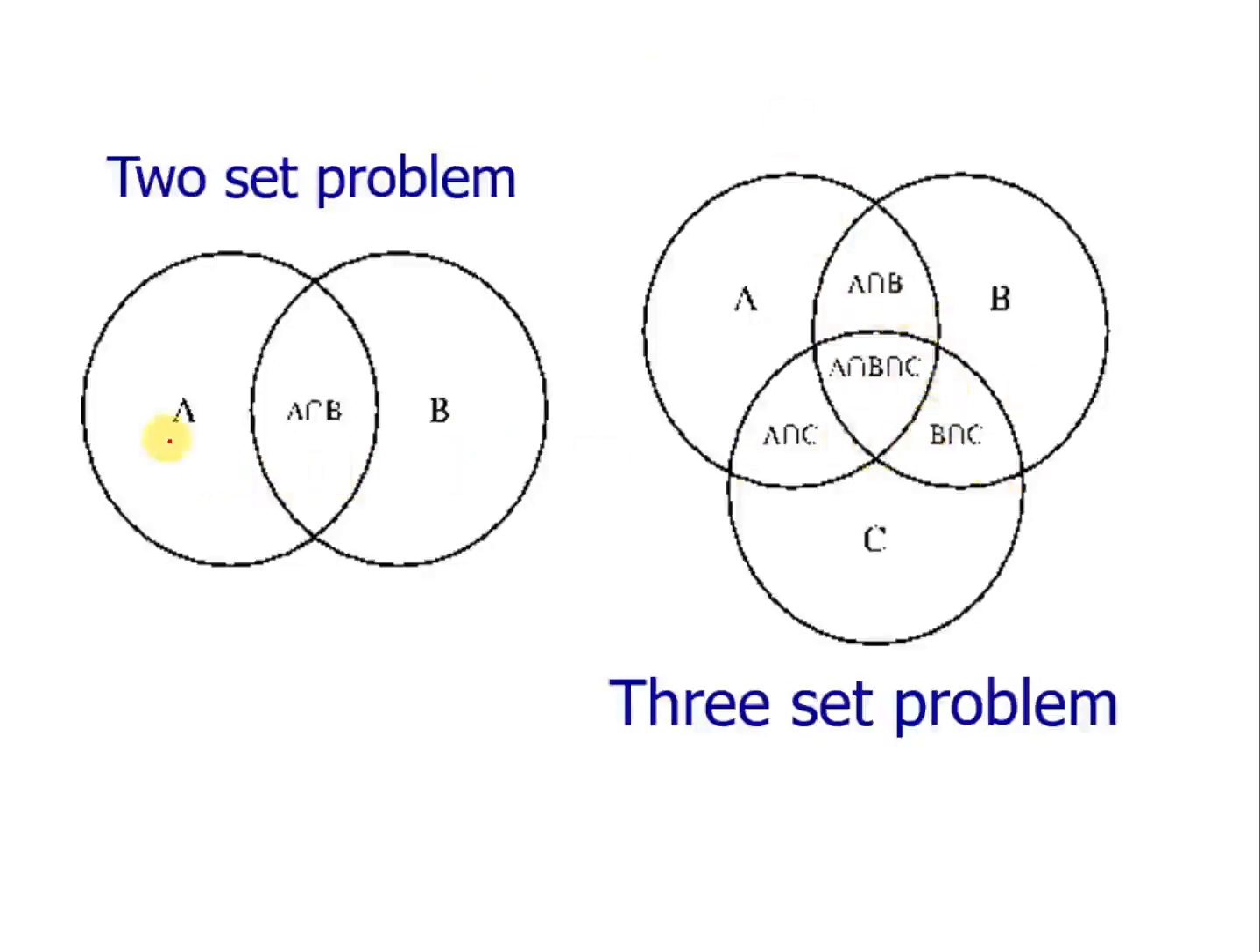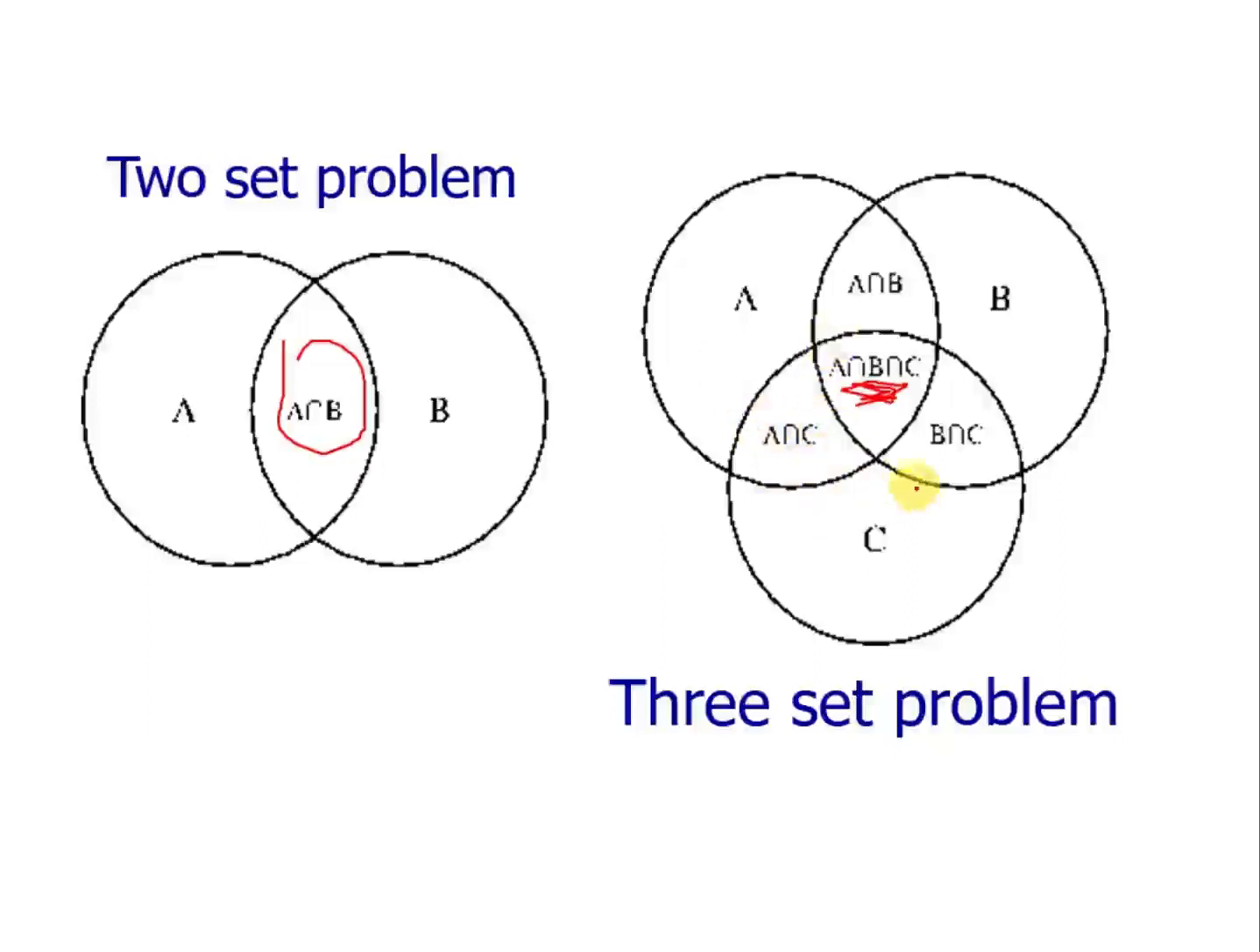Now in the A and B, the intersection is this. It means A intersection B. This region contains elements belonging to A and also belonging to what? B at the same time. So that is this region. And when you come to this A intersection B intersection C, it means the elements that belong to A, B, and C at the same time. A intersection B here means A intersection B only, this region. It means C is not part. When you come to this, A intersection C means A intersection C only, B is not part.